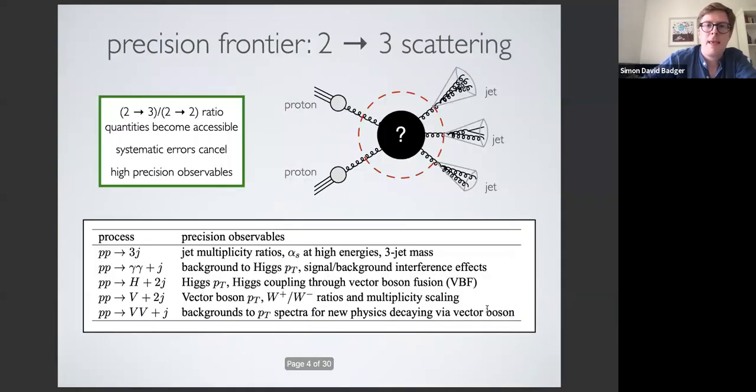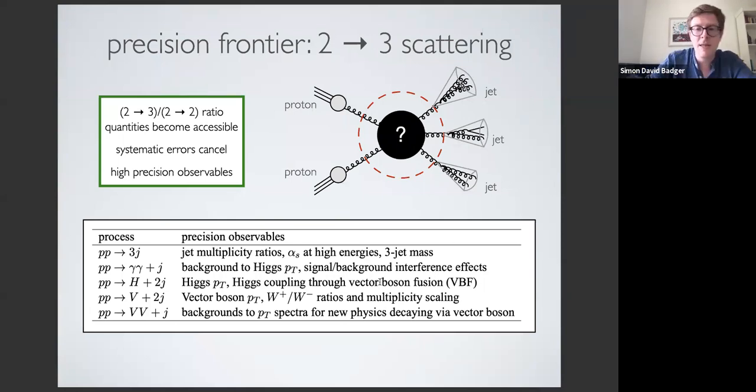Okay. So the frontier that we'll look at is 2 to 3 scattering, something which is extremely interesting from the phenomenological point of view. I think especially because we can create for the first time a bunch of ratio quantities, where we can look at the ratio of 2 to 3 over 2 scattering, where a lot of the universal soft physics, which confused that picture I showed you on the first slide with all the parton showers, potential underlying event, can be cancelled out. So a lot of systematic errors cancel, both on the theory and the experimental side, leading to a set of high precision observables.